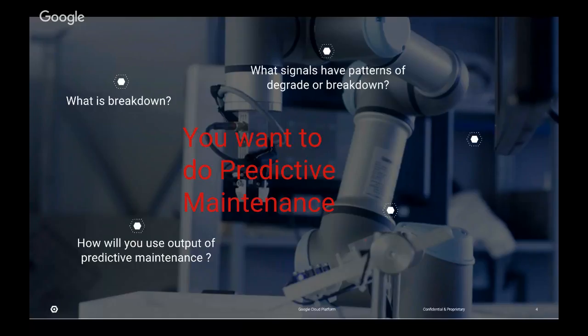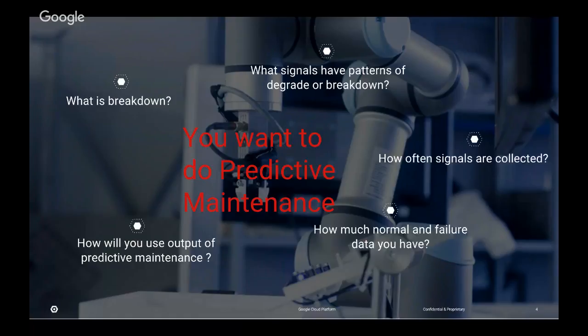Then ensure that the signals you are capturing have patterns to show your breakdown, because the signal should correspond to your breakdown definition. Then determine how often you are collecting these signals, and how much normal and failure data you have. If you have a good amount of normal and failure data, you are ready to go, and you can proceed with building a predictive maintenance solution. If you have very few examples of failure, there are techniques you can use to handle the class imbalance, and you can ensure that there is a good proportion of normal and failure instances. So this will define your use case.